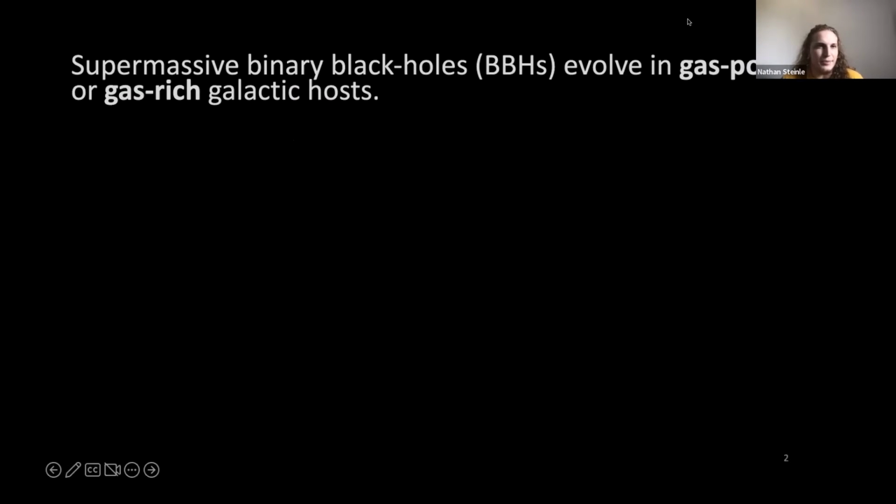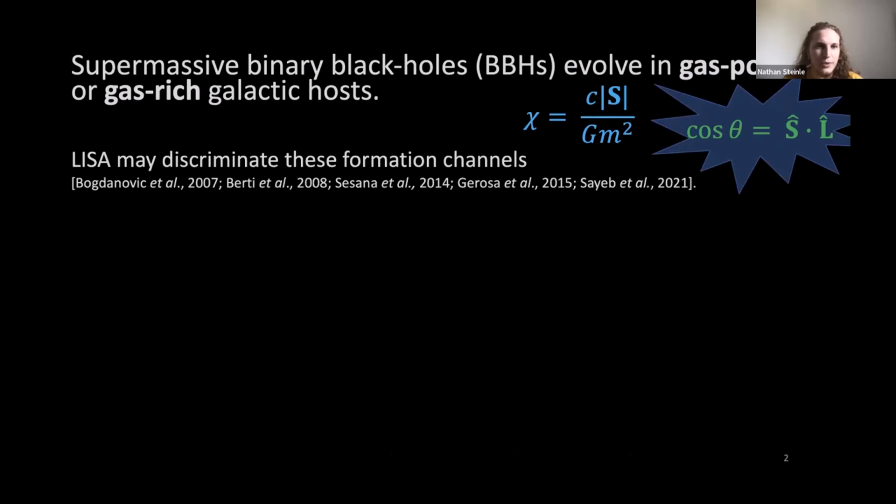So generally, supermassive binary black holes, so if you see BBH on my screen, just think binary black hole, please. These binaries are generally expected to evolve in either gas-rich or gas-poor hosts, in a general sense. And the big hope is that the measurements by LISA of the spin orientations will be able to discriminate between these two formation channels. These black holes will have a spin magnitude S, or dimensionless spin magnitude chi, but we're going to focus in this study on the spin orientations, or the spin-orbit misalignments, theta 1 and theta 2, of the more massive and less massive black holes respectively.